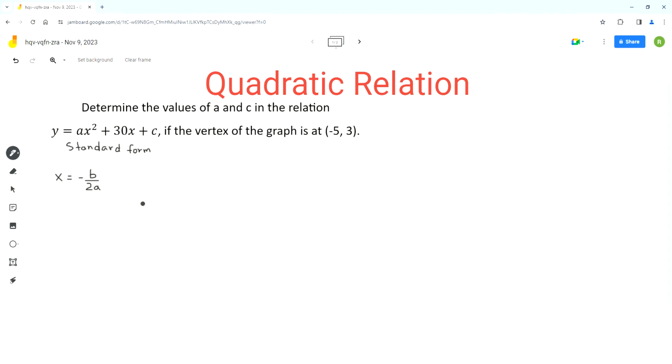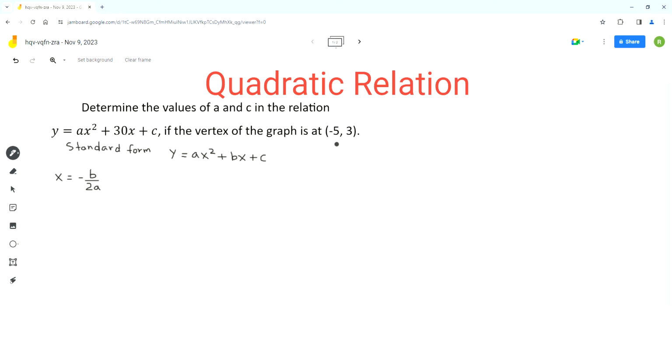And in this formula, a and b represent the coefficients of the x squared and the x term. So I'll write the general equation of the standard form on the board. So y equals ax squared plus bx plus c. In this formula, x represents the x coordinate of the vertex.